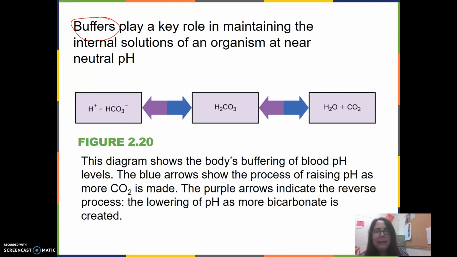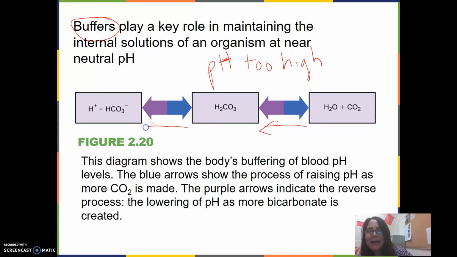So what will happen is, if the pH in your body is high, that means that you maybe are dehydrated or maybe you have vomited a lot, because that tends to make your pH a little bit too high. And what will happen then is that carbon dioxide will combine with water to form carbonic acid. That acid will break up and release hydrogen ions and lower the pH.